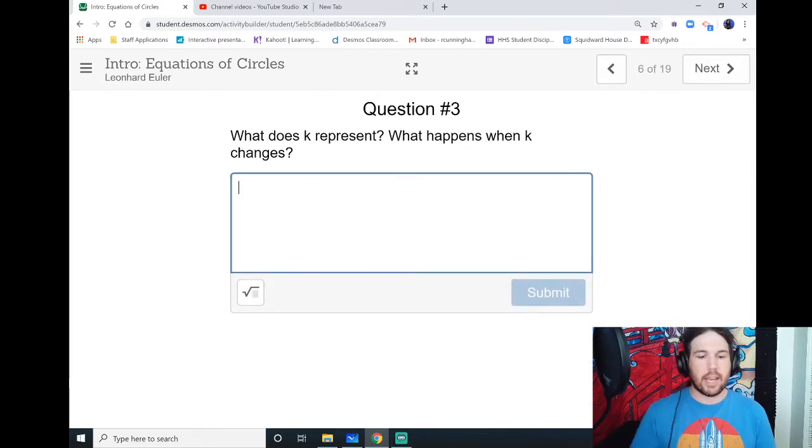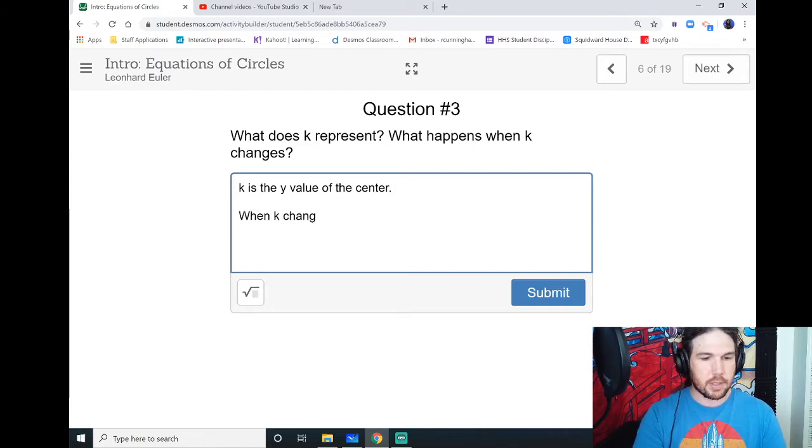So what does k represent? K is the y value of the center. When k changes, the circle moves up and down.